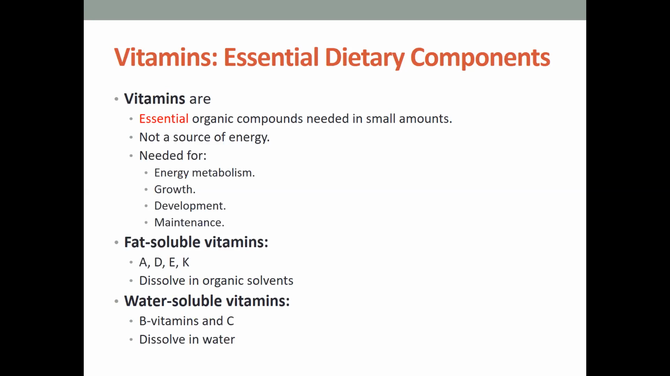So we have two big categories. Today we're doing fat-soluble vitamins. There's only 4 of them. So A, D, E, and K are the 4 fat-soluble vitamins. They dissolve in organic solvents. Water-soluble vitamins, there's more of. It's all the B vitamins, and there's a lot of them, and vitamin C, and they, of course, dissolve in water.